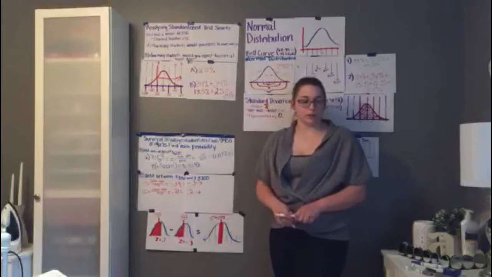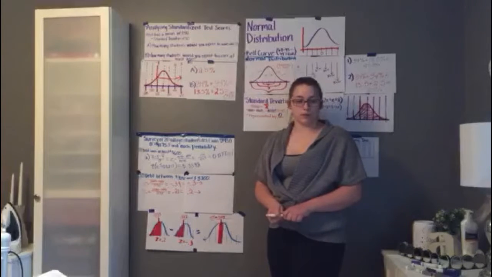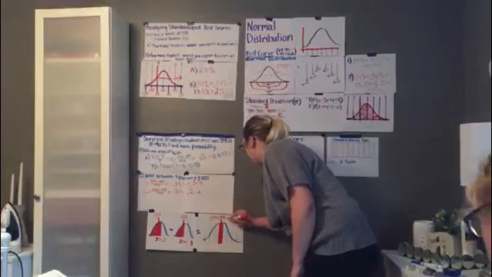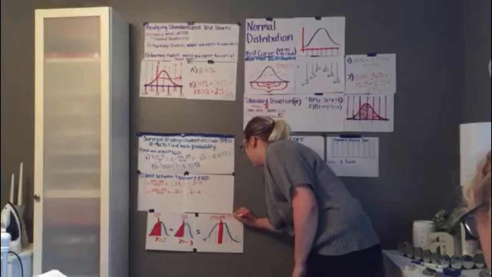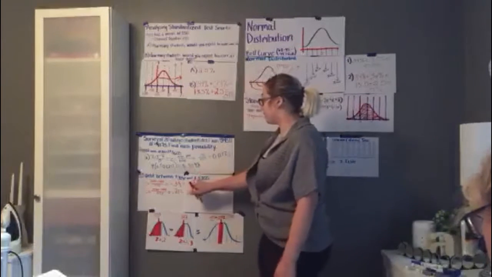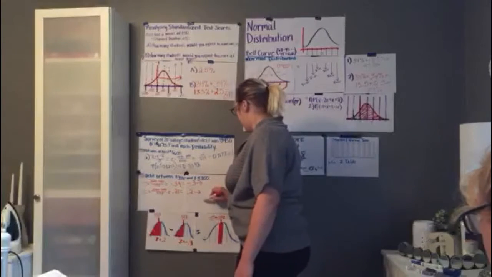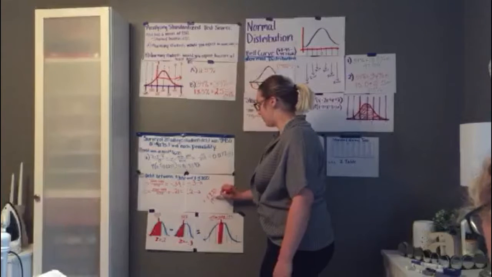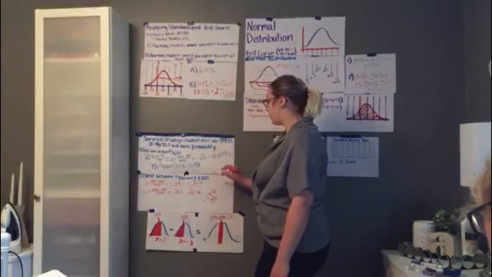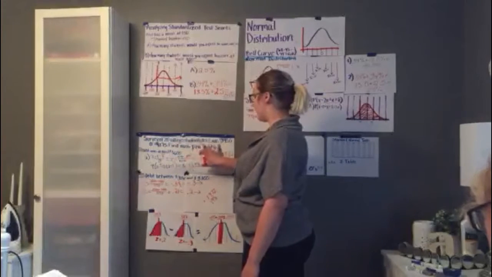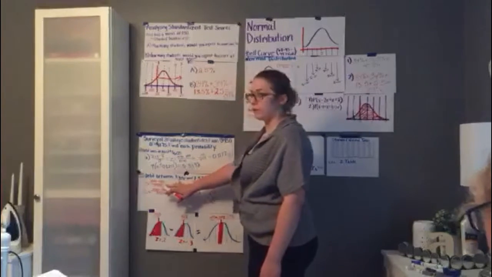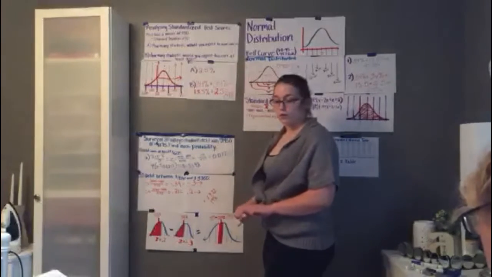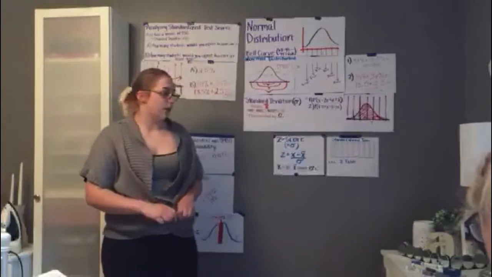And does anybody know what that is? Gina? 0.1972. Alright. So what this tells us is that 0.1972, or 19%, of students' debt is between $3,050 and $3,700. Okay. Does anybody else have any questions about how to get that?